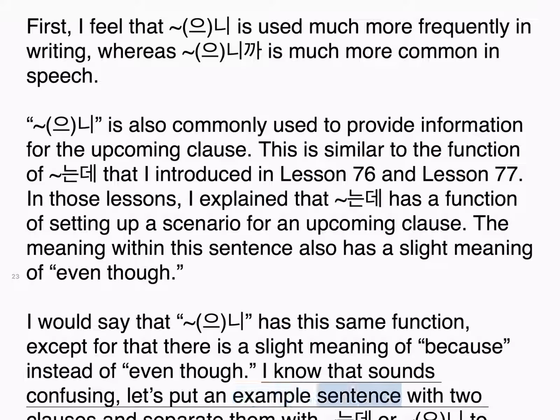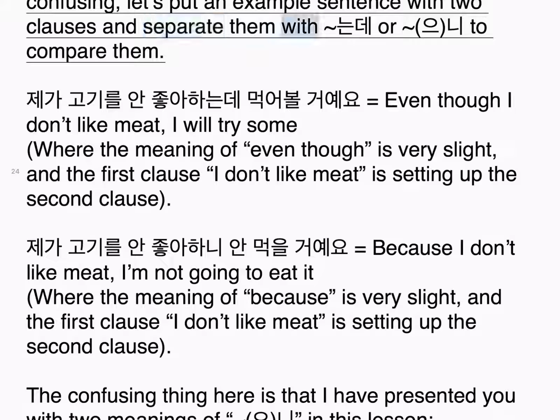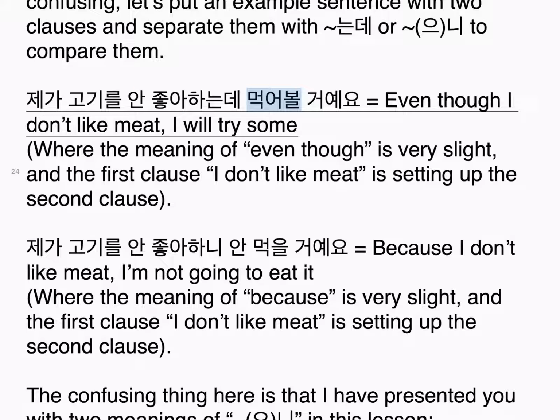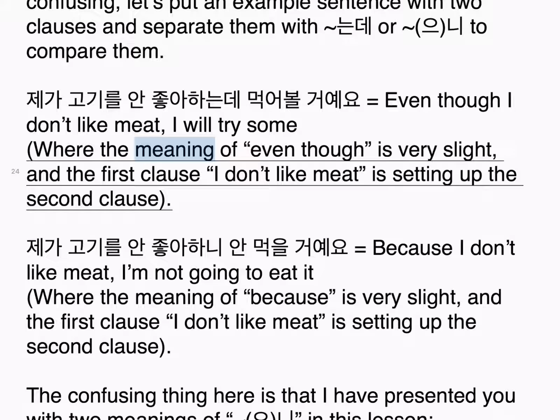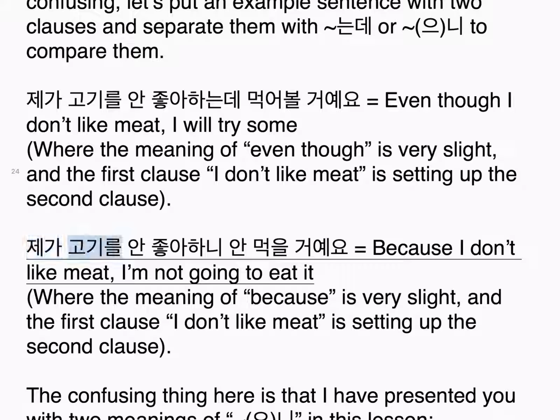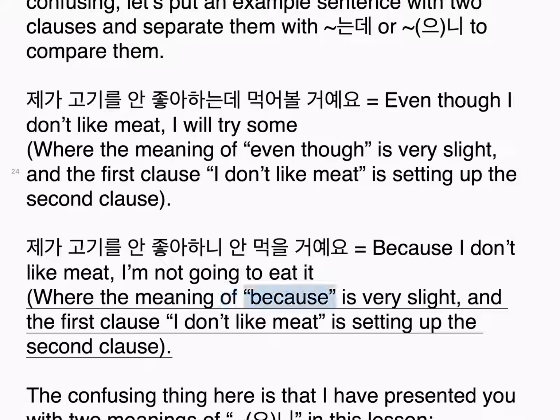Let's put an example sentence with two clauses and separate them with 는데 or 으니 to compare them. 제가 고기를 안 좋아하는데 먹어볼 거예요. Even though I don't like meat, I will try some, where the meaning of even though is very slight, and the first clause, I don't like meat, is setting up the second clause. 제가 고기를 안 좋아하니 안 먹을 거예요. Because I don't like meat, I'm not going to eat it, where the meaning of because is very slight, and the first clause, I don't like meat, is setting up the second clause.